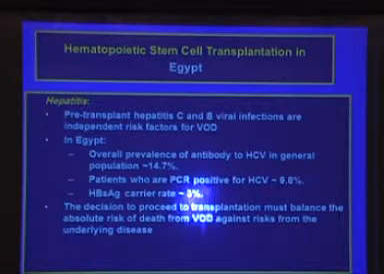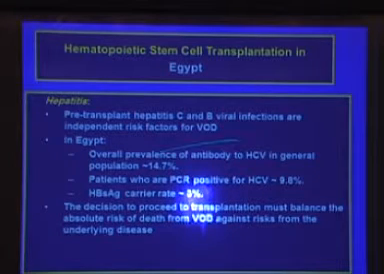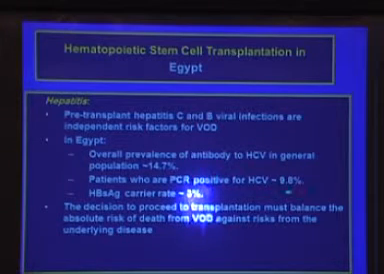And when we talk about hepatitis and the situation here in Egypt, there is an overall prevalence of antibodies to HCV in the general population of around 15%. Again, patients who are PCR positive for RNA are around 10% of the general population, and the hepatitis B surface antigen carrier rate is around 3%. And this would complicate things even more, where the decision to proceed to transplantation must be balanced between the absolute risk of death from veno-occlusive disease against the risk from the underlying disease.